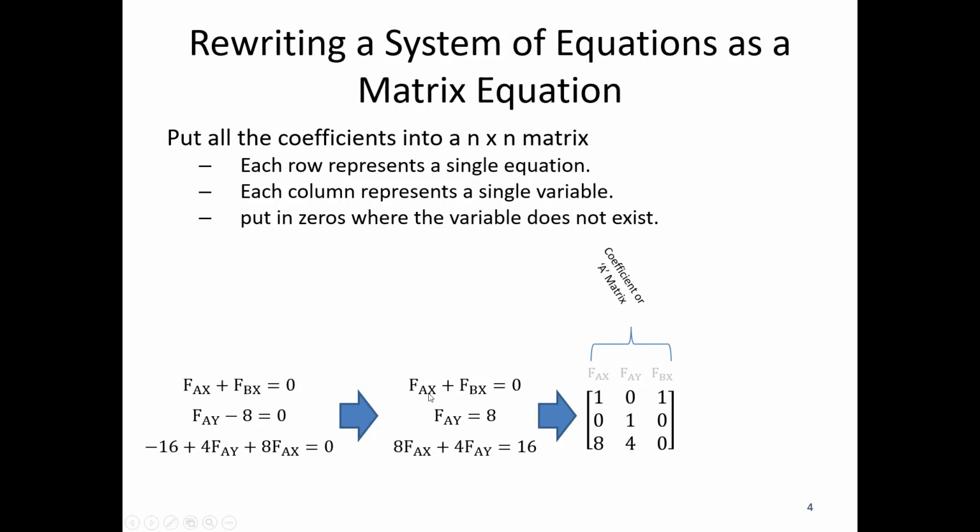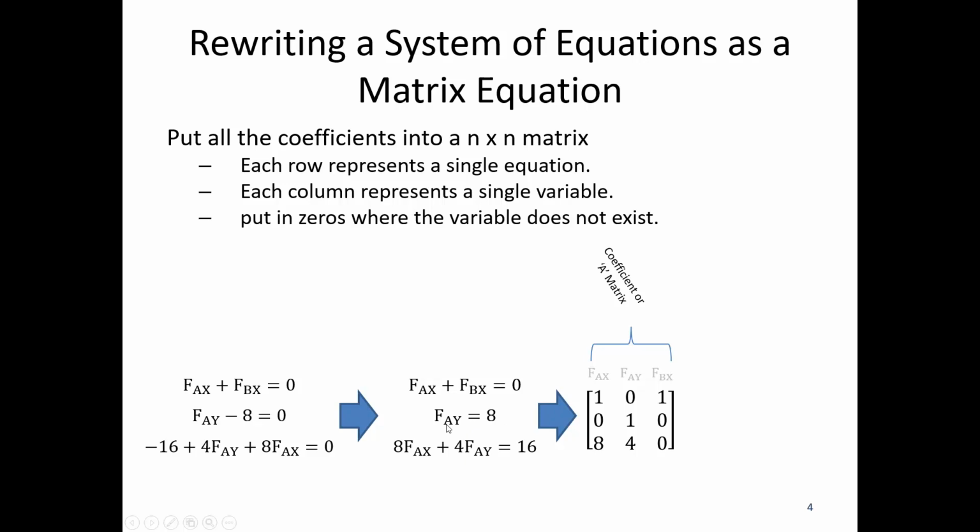So Fax has a coefficient of 1, so that goes in here. Fay doesn't exist in this second one, so I put a 0 in there. So anything where the variable does not exist in a given equation, just put in a 0. And Fbx over here has a coefficient of 1, so that goes in here. So this represents the coefficients in that first equation for Fax, Fay, and Fbx.